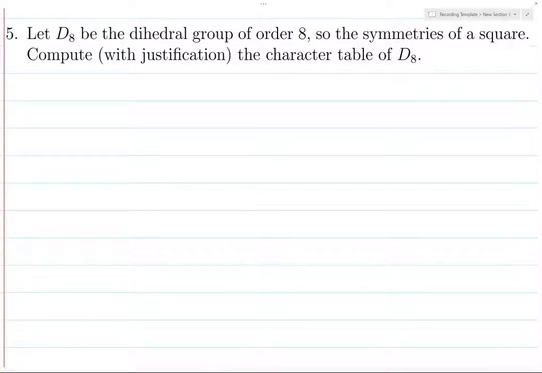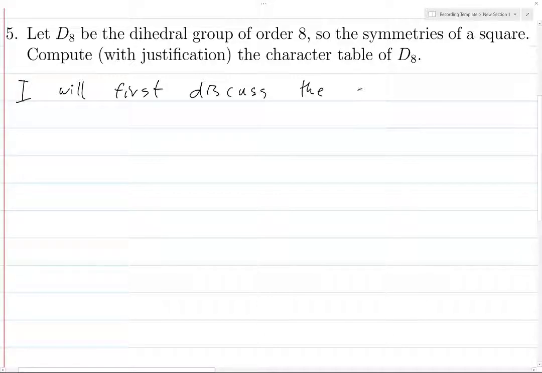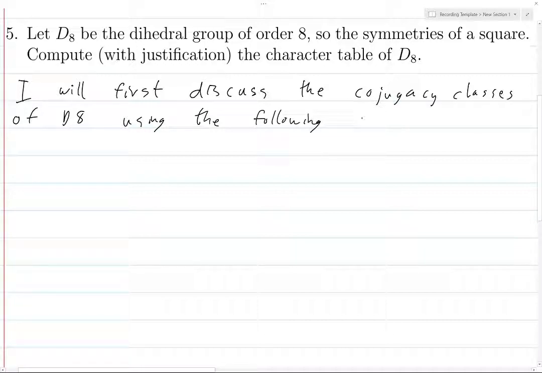Alright, this could be a tough one. So, the first thing I'm going to do is discuss the conjugacy classes of D8. And we'll first discuss the conjugacy classes of D8 using the following pictures.